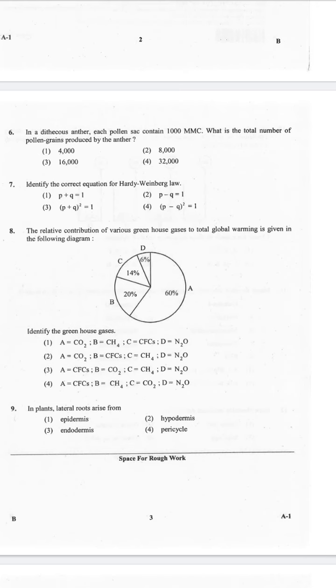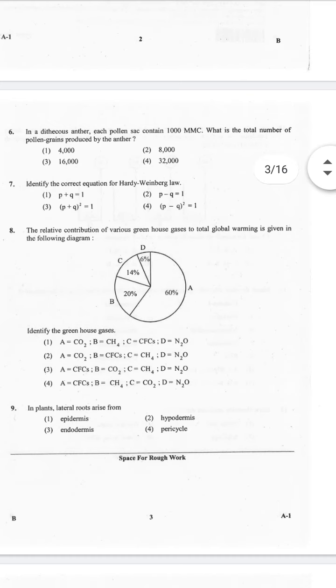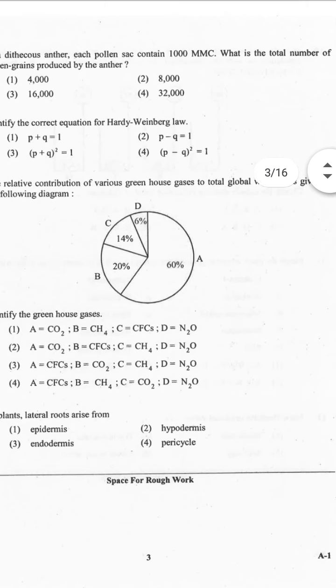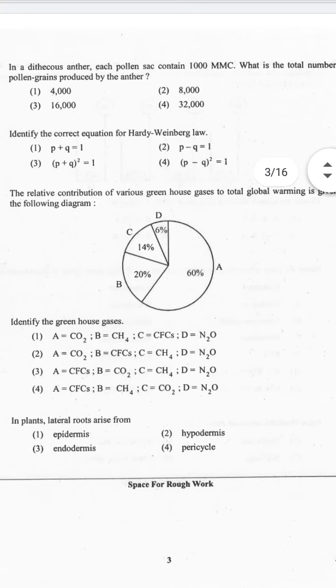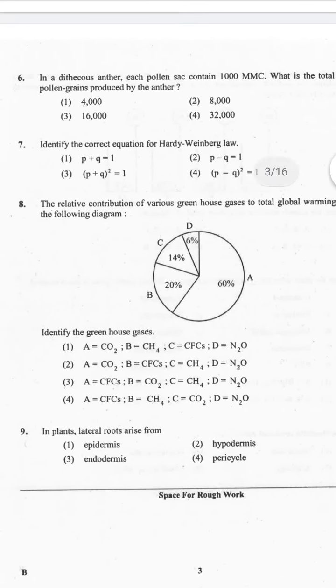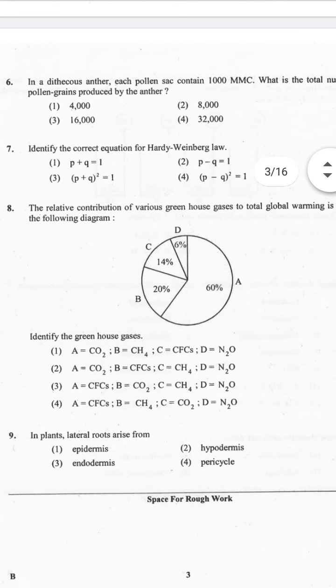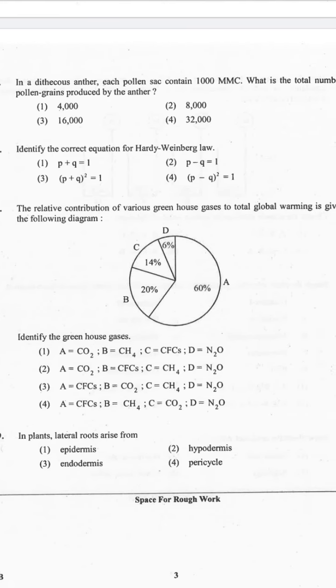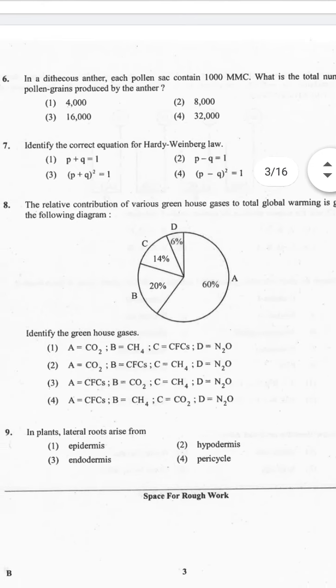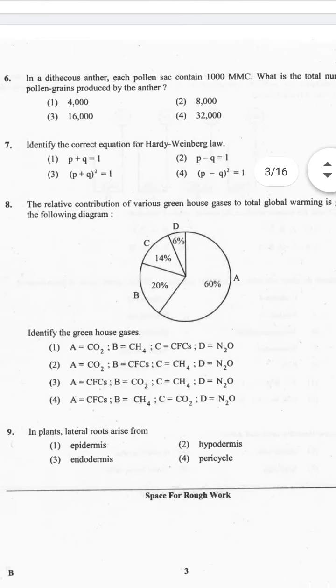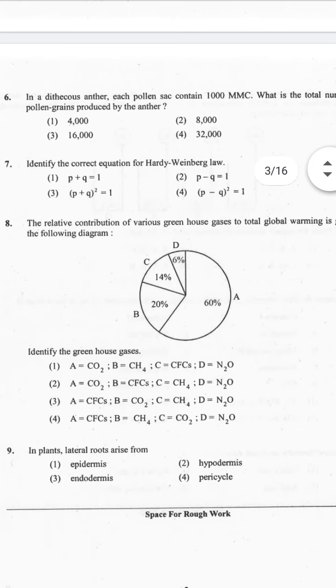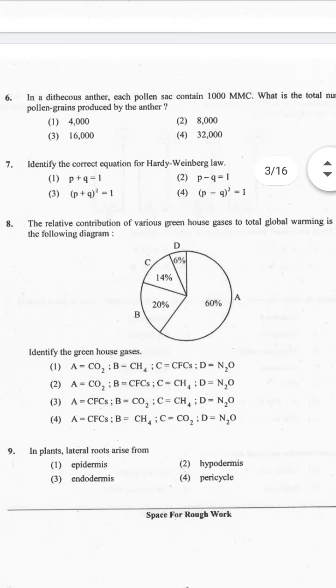Identify the correct equation for the Hardy-Weinberg law. Option 1, p plus q equals 1; option 2, p minus q equals 1; option 3, (p plus q) whole square equals 1; and option 4, (p minus q) whole square equals 1. So the correct answer for this question is option C. It means the third one. Now let us see the solution for this.